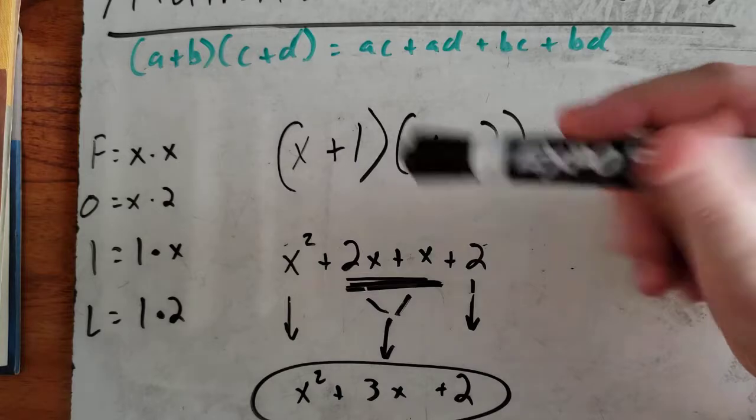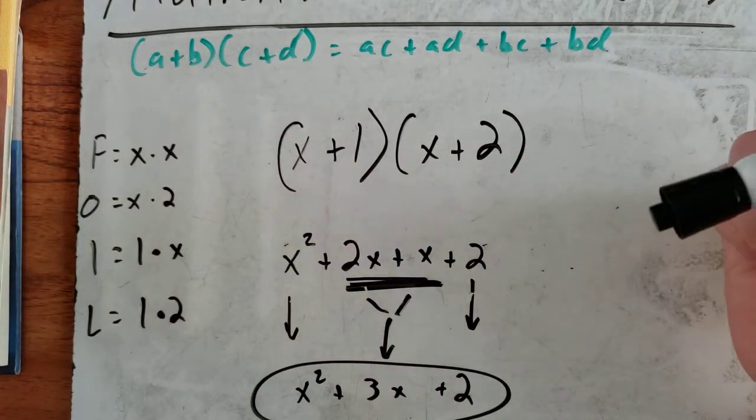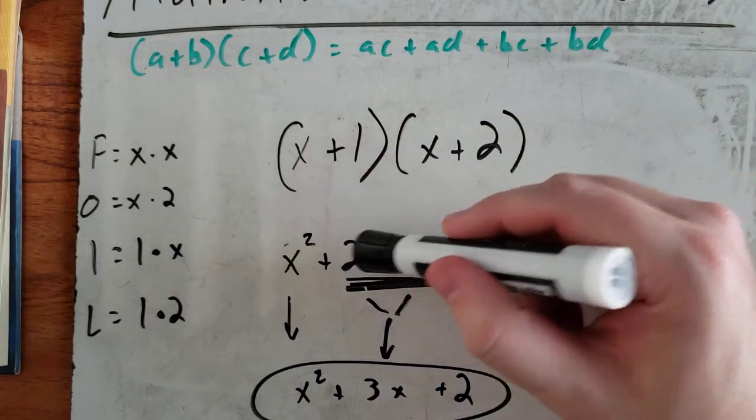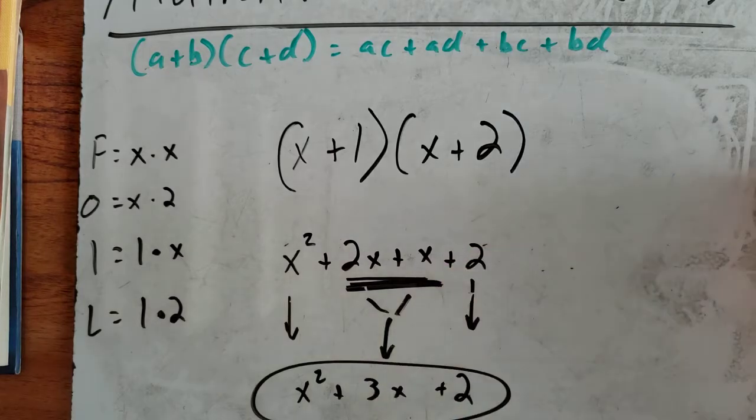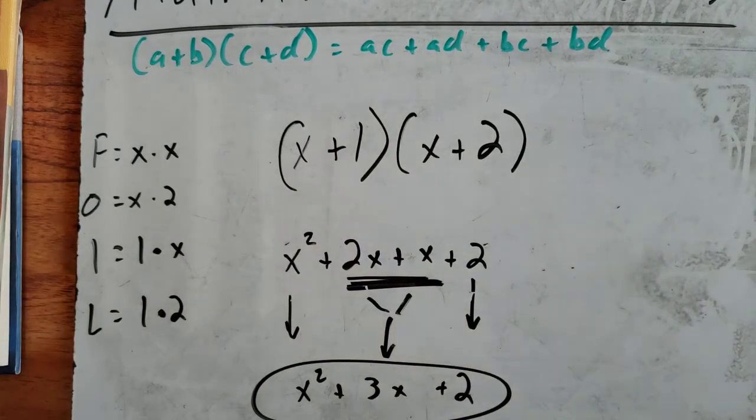So our two both share an x. They both share a variable, which means you can combine them, you can add them. 2x plus 1x equals 3x. Okay? Let's try another example.